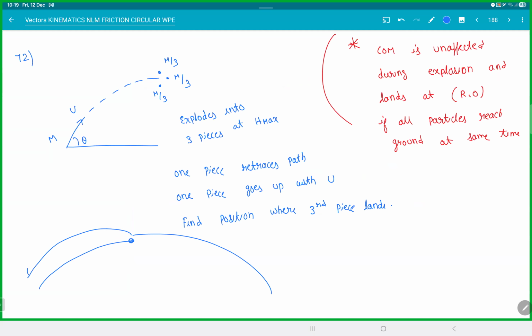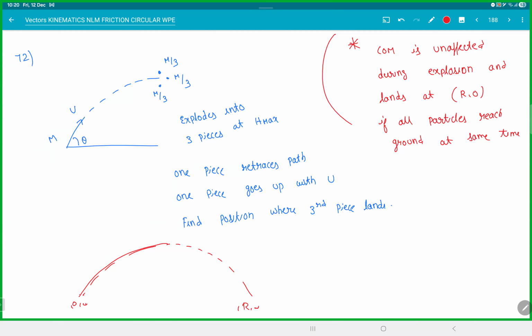Since both land on the ground at the same time, you can argue like this. One piece retraced, so that came to 0, 0. The center of mass will continue in the same path and will land at r, 0. The other piece will land somewhere here, x, 0. Since the masses are equal, the center of mass of these two must be at r, 0. So this must be 2r, 0. Remember that method? That was the easiest one.